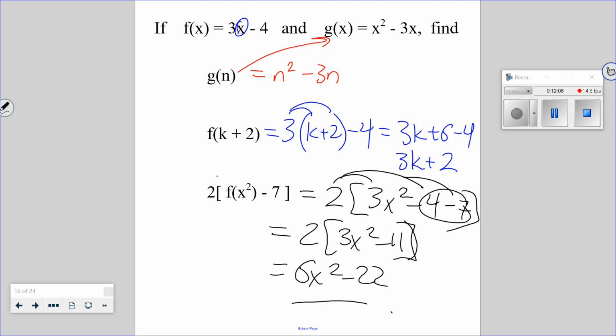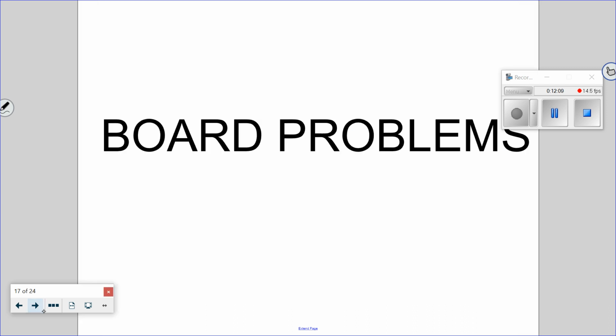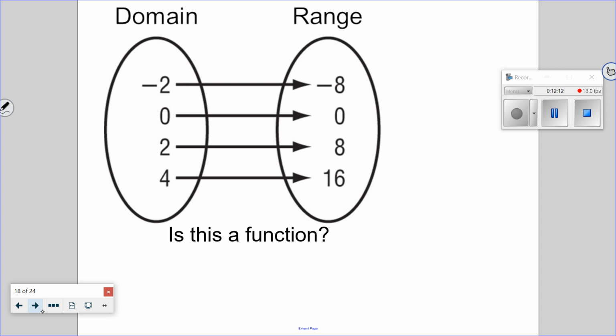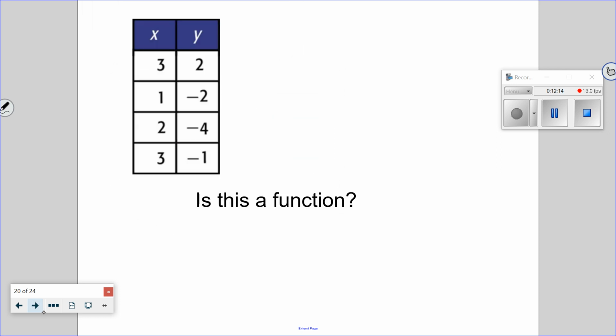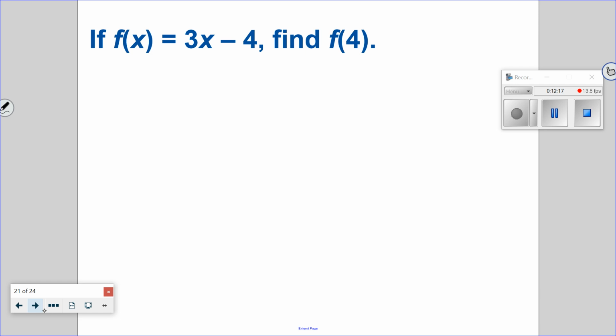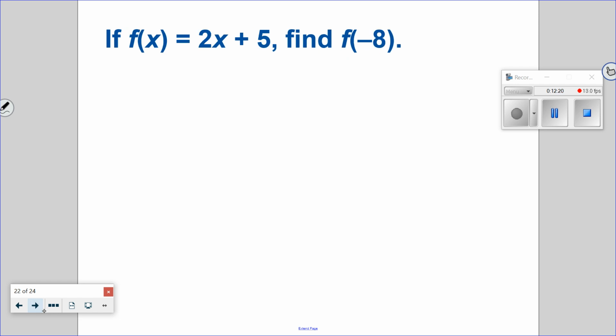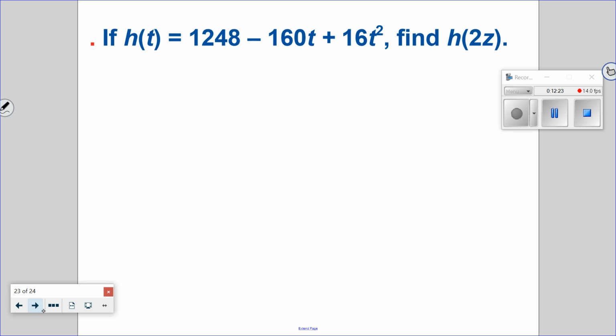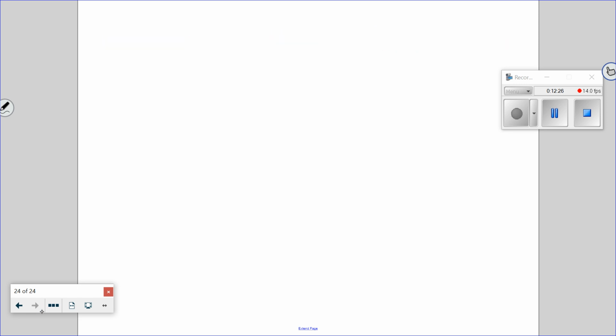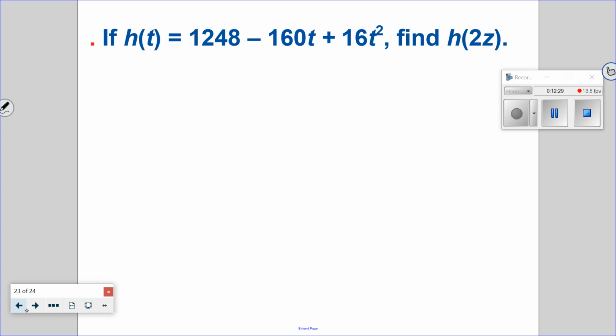Okay, we're getting a little long here, but we're almost done. Oh, board problems. Never mind. That's okay. Are they a function or are they not? Go back over the rules. Let's just substitute 4. Yeah, that's pretty easy. Oh my goodness. Okay. Don't be scared if you have to plug in something else. It's never as bad as it looks. Okay. Everywhere there's a t, we're just going to plug in 2z. Replace the t with some parentheses and write the 2z in there.